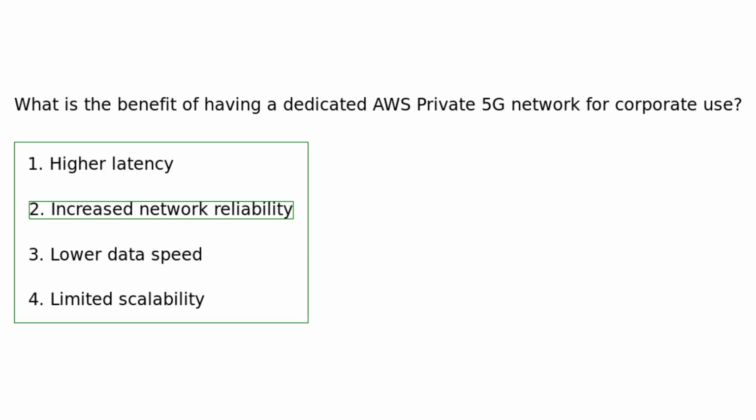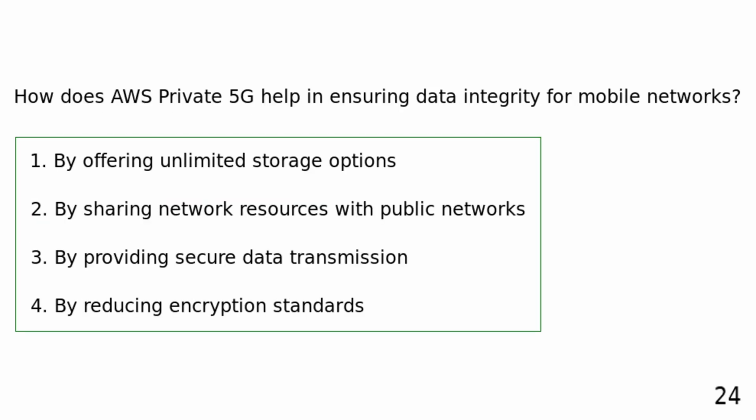Having a dedicated AWS Private 5G network for corporate use increases network reliability by providing a secure and controlled environment for data transmission. How does AWS Private 5G help in ensuring data integrity for mobile networks?